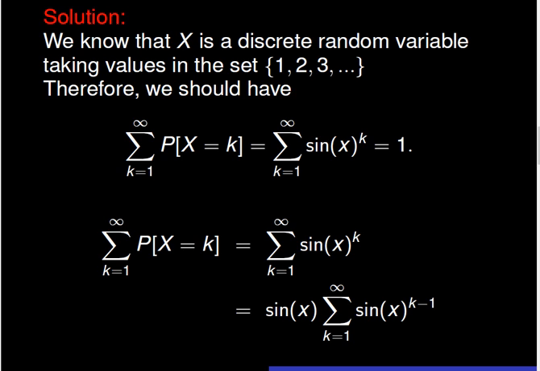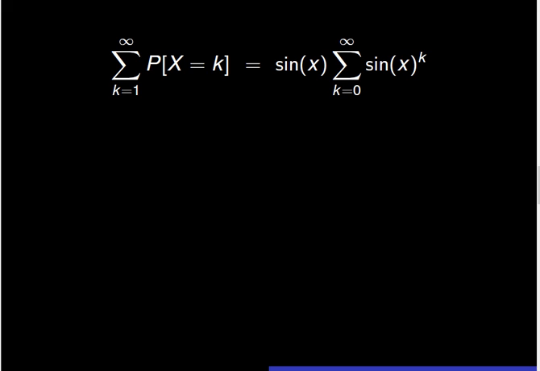This implies that, if we factor sin(x) out, we see that the sum of probabilities is equal to sin(x) times the summation of sin(x)^(k-1), for k going from 1 to infinity. We rearrange the indexes and see that the sum of all probabilities is now equal to sin(x) times the summation of sin(x)^k for k going from 0 to infinity.